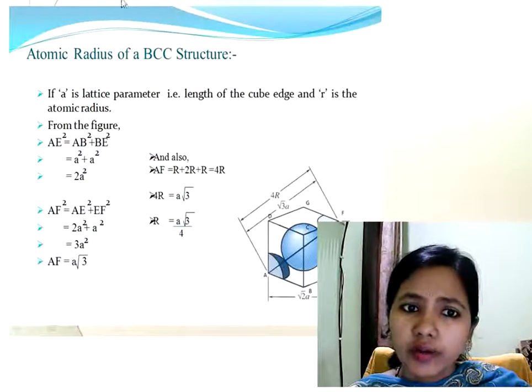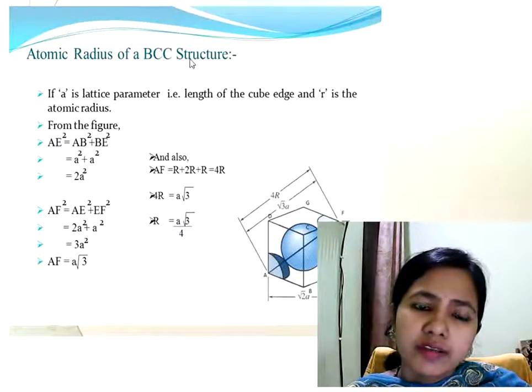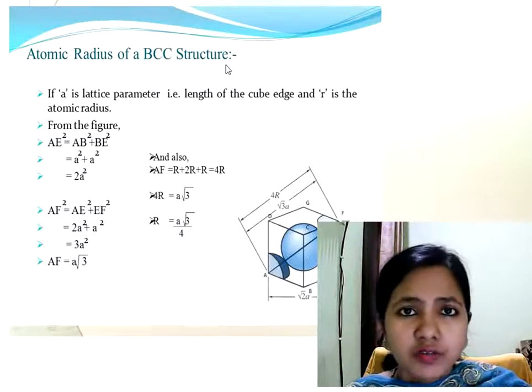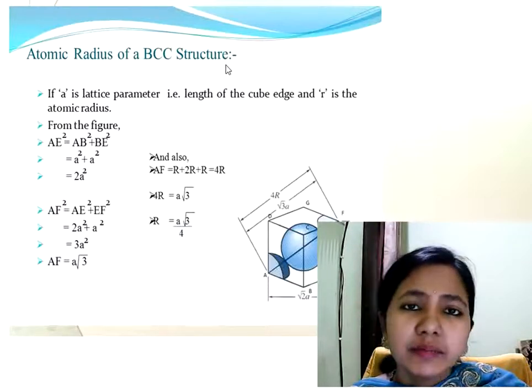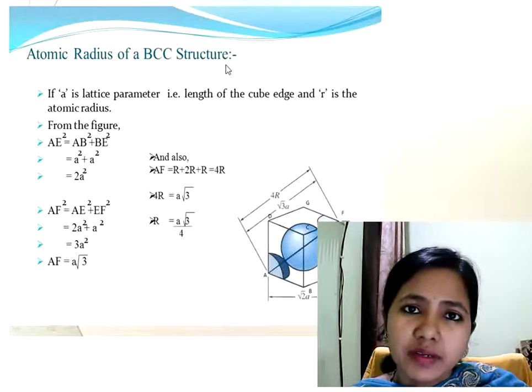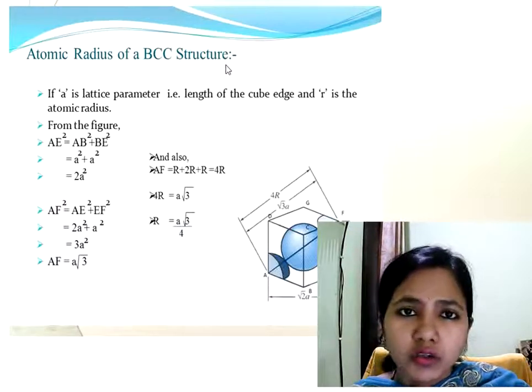Now see the next one, the body centered cubic unit cell, right? Now we have to find the atomic radius in the BCC structure. So first we have to know the structure of BCC. We have already learned that in the BCC structure the atoms are present at the 8 corners plus 1 atom at the body of the unit cell.